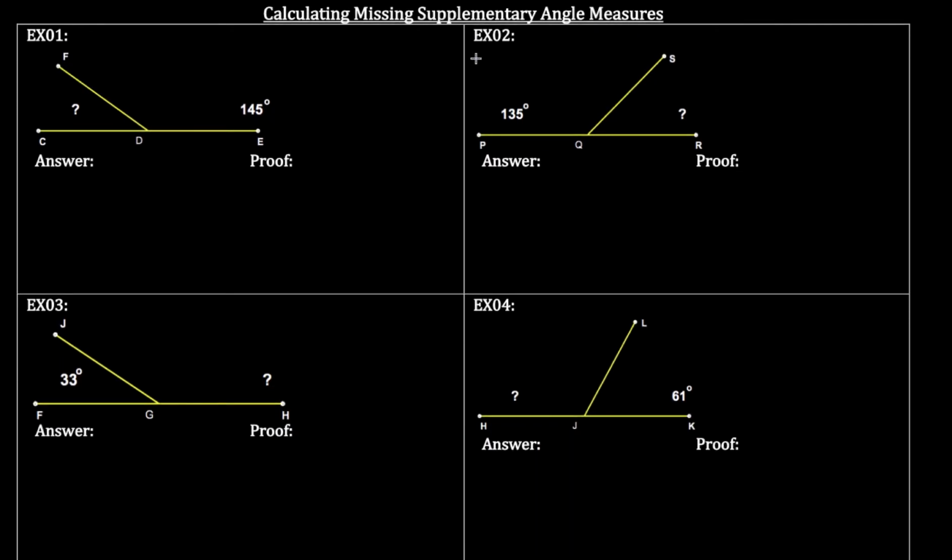So let's talk about supplementary angles. This angle right here and this angle right here are supplementary. That means they make a straight line. So you see how CE is a straight line. When you put this angle and this angle together, you end up with a line that is straight, which means 180 degrees. That's important. 180 degrees.